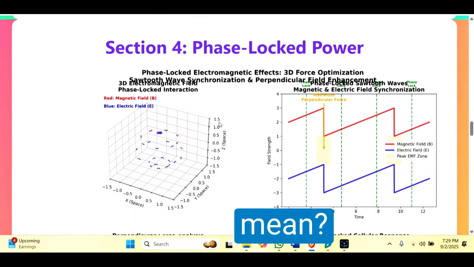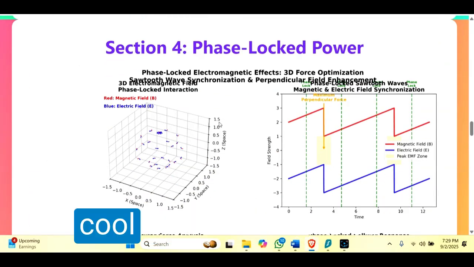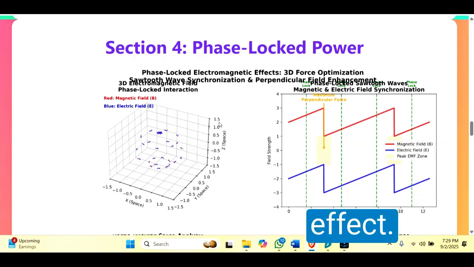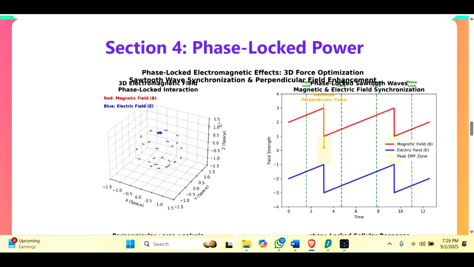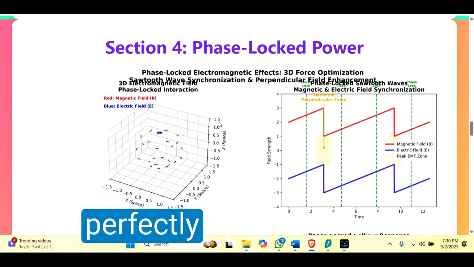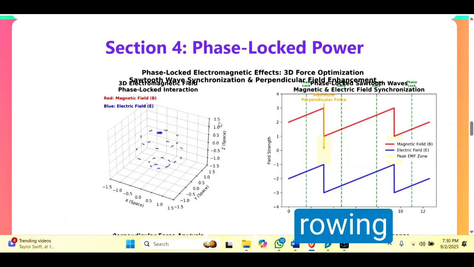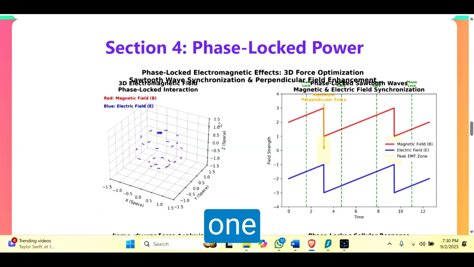What does phase locked mean? So we're going to talk about something really cool, what scientists call the phase locked effect. Don't worry, I'm going to make it super simple because this can be very complex in the field of physics. It can take you hours to actually really get it. So in a sawtooth pulse, the magnetic field and the electromotive force work in phase, meaning they're perfectly synchronized, like two people rowing a boat in perfect rhythm instead of fighting against one another.